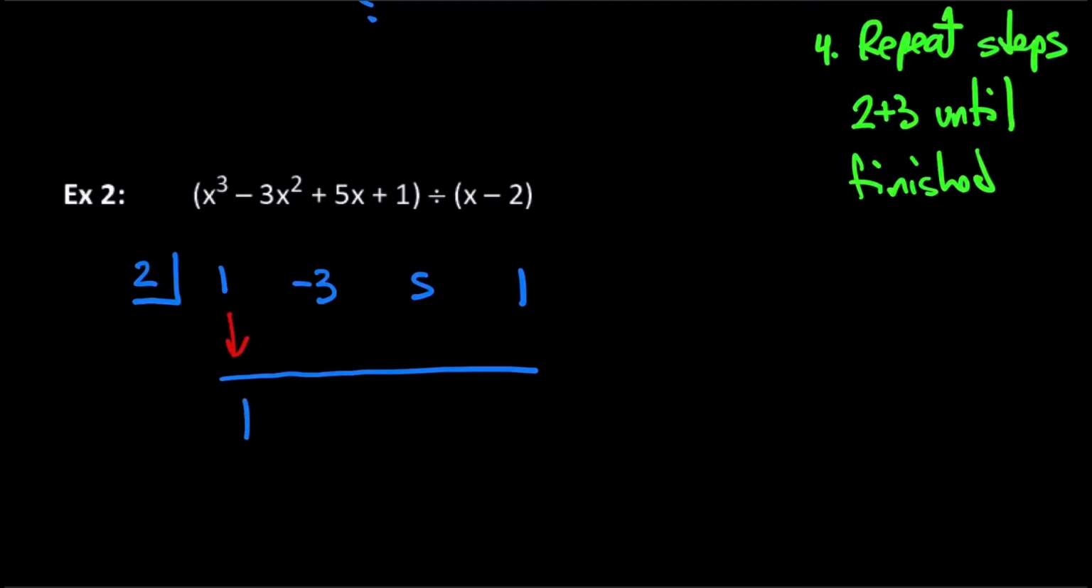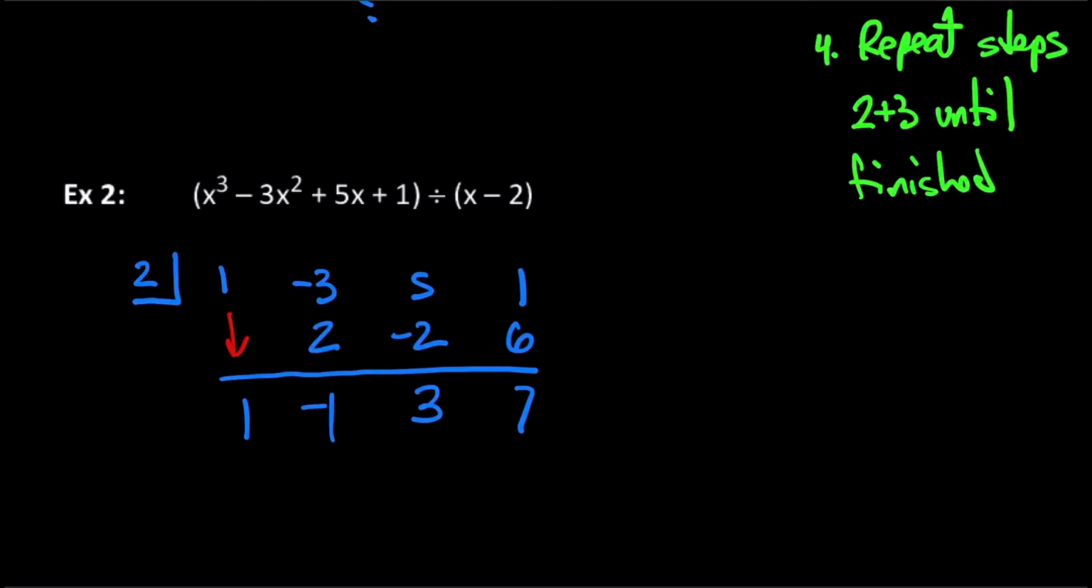So bring down 1. Multiply, 2. Add, negative 1. Multiply, negative 2. Add, 3. Multiply, 6. Add, 7. Great. That was simple. But what does it mean?